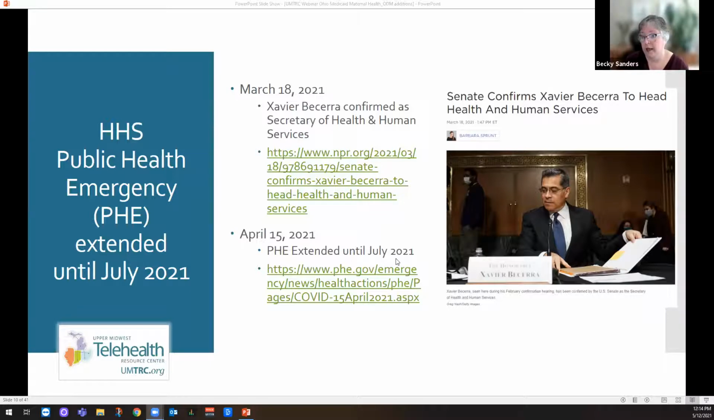So when the Secretary of Health and Human Services was confirmed, that was one of his top things to do, was to indeed continue that public health emergency another 90 days into July. And the Biden administration has said they have the intent to continue that public health emergency into the end of 2021 with 60 days notice. So we'll have to wait and see what they do in July when the current public health emergency ends.